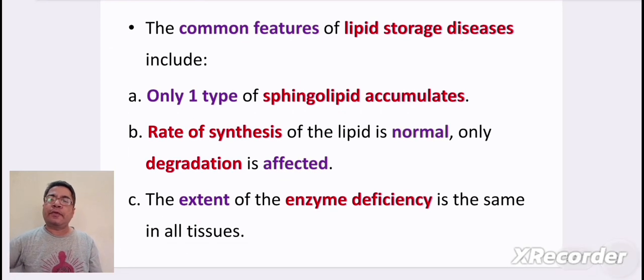The common features of lipid storage diseases include: only one type of sphingolipid accumulates, rate of synthesis of lipid is normal but degradation is affected, and the extent of enzyme deficiency is the same in all tissues.